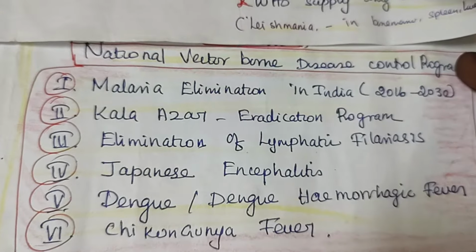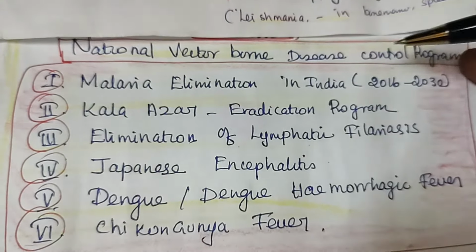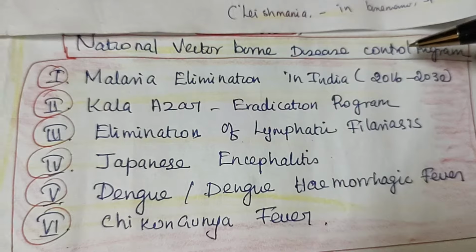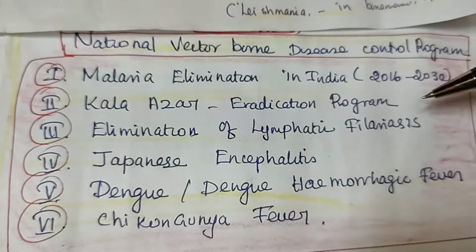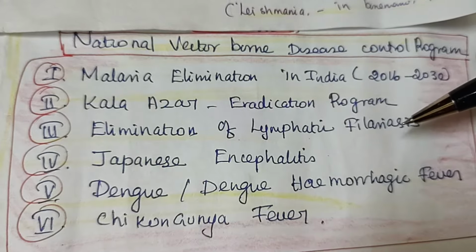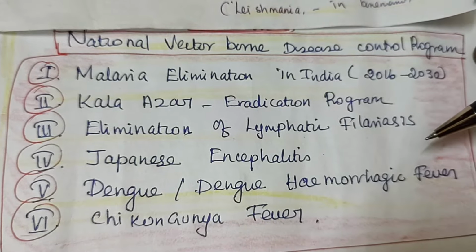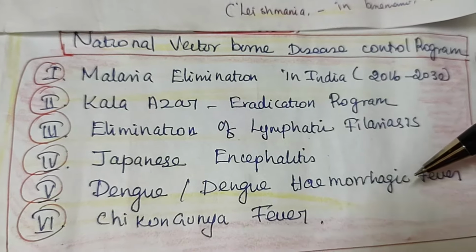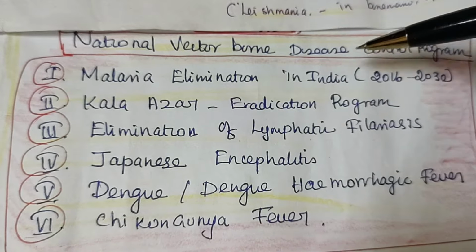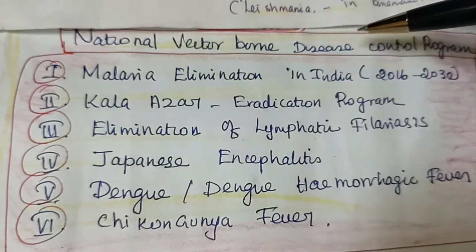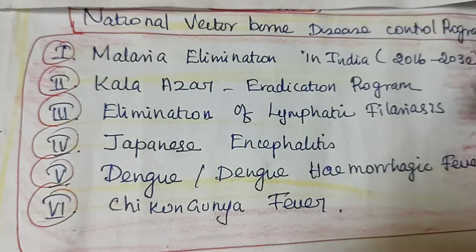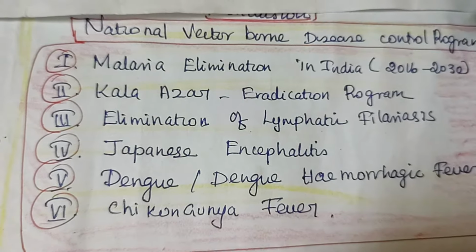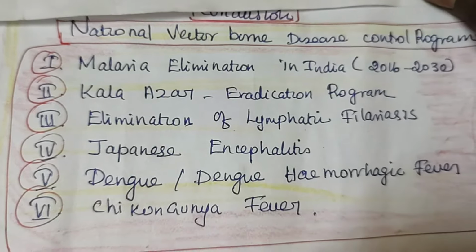Good morning students. Today we will see about the National Vector Disease Control Program. In this program we are seeing the Malaria Elimination Program, Kalazar, Lymphatic filariasis, Japanese encephalitis, Dengue and Dengue Haemorrhagic fever, and Chikungunya. Most of these diseases are spread by the major vector called the mosquito, and only a few are caused by the sand flea. Mainly Kalazar you can see as a sand flea.